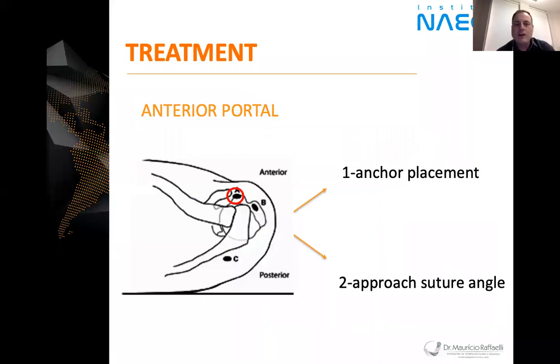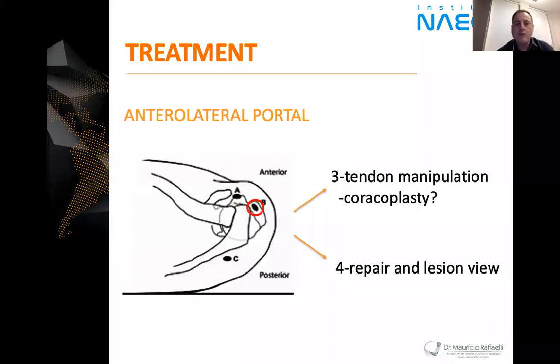In arthroscopic repairs of the subscapularis, I usually keep my scope in the posterior portal. The anterior portal I normally use for placing the anchors and passing my sutures. I make an anterolateral portal to manipulate the tendon, observe the repair performed, and possibly do a coracoplasty. When there is an important lesion of the subscapularis, I usually put my scope through the lateral portal for a subacromial approach to the subscapularis tendon.